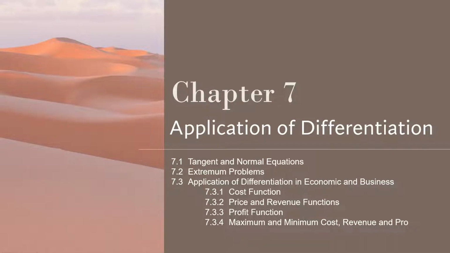Today we're going to learn about Chapter 7, the last chapter in your basic mathematics: the application of differentiation. In Chapter 7, we are going to cover the tangent and normal equation. Later on, you're going to learn how to solve the optimization problems. Later on, you're going to solve the application of differentiation in economics and business, which is only the basics of the functions: cost, price, revenue, and profit.